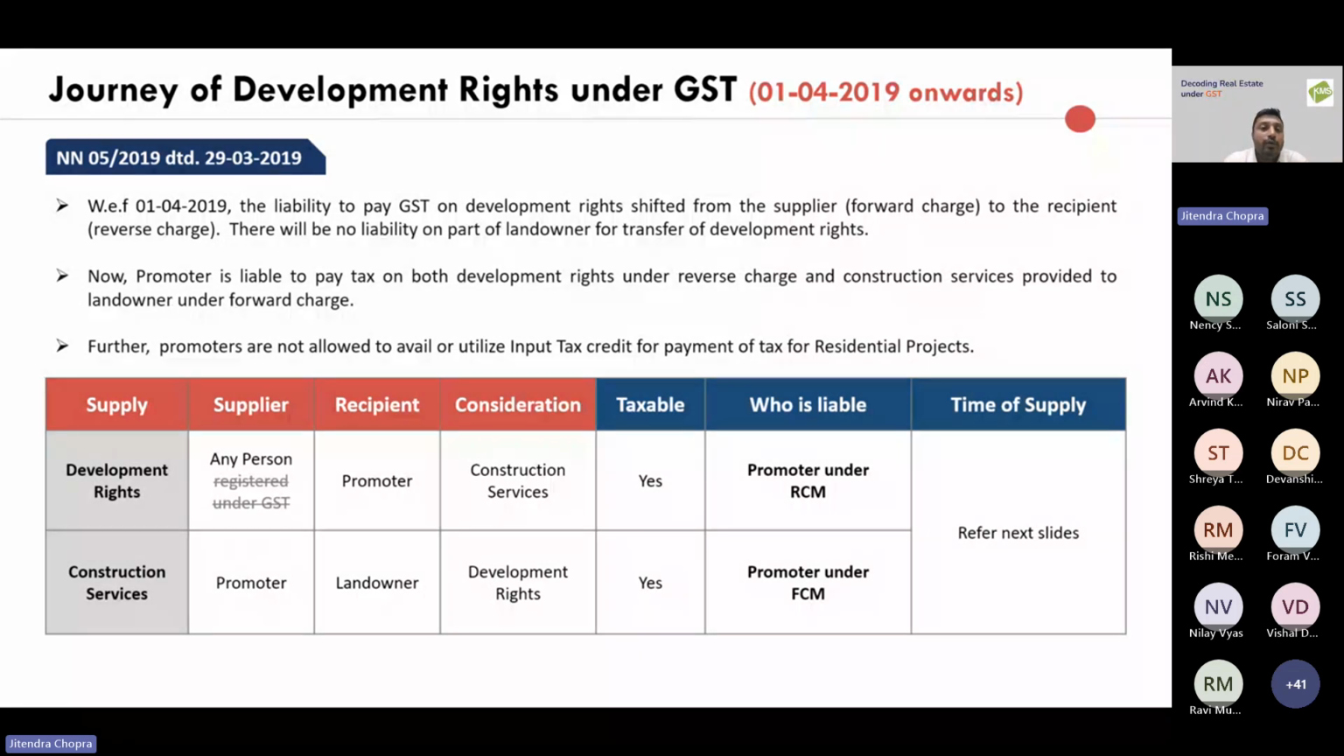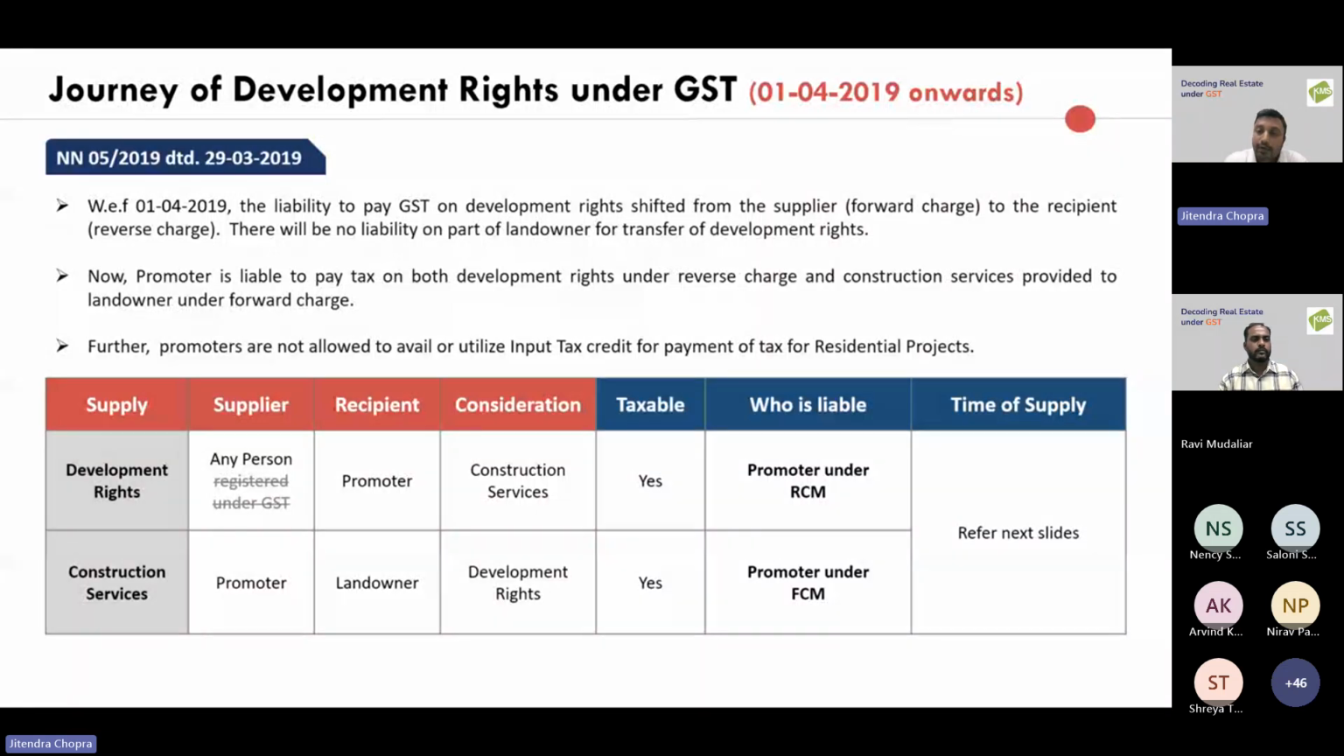From April 2019 onwards, major changes were introduced, including reduction of GST rates, introduction of RREP and REP concepts, restriction of ITC, and most importantly, a major change in the taxation mechanism for development rights, including valuation and time of supply provisions for TDRs. Before April 2019, the landowner paid GST under forward charge, but after April 2019, liability shifted to the promoter under RCM. This was a major policy shift because liability to pay GST on TDR shifted from landowner to promoter.